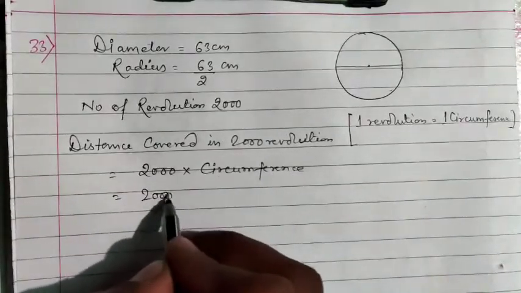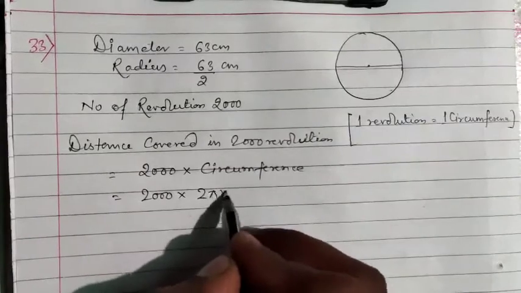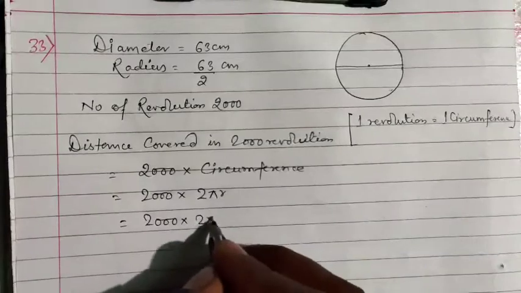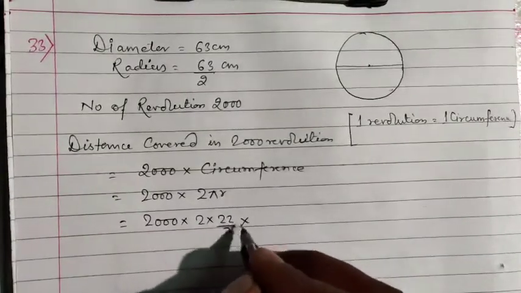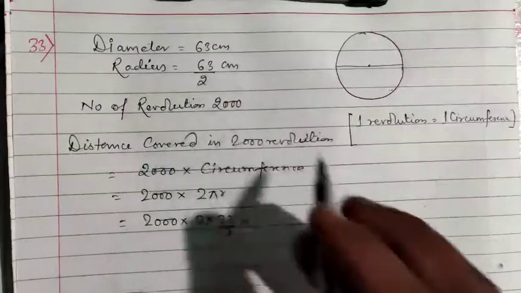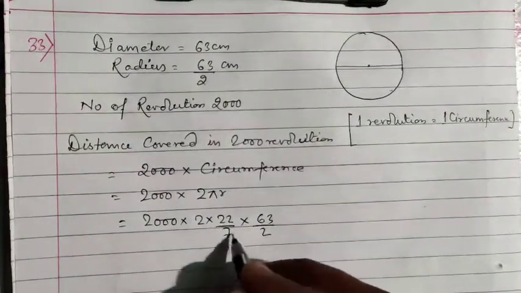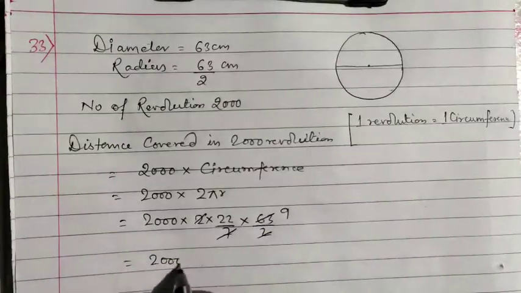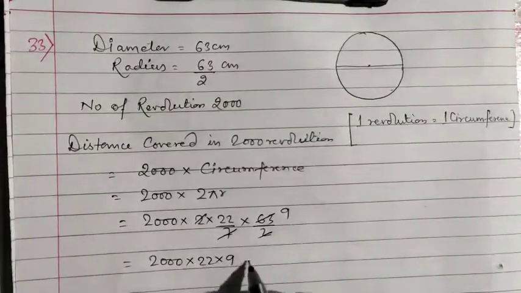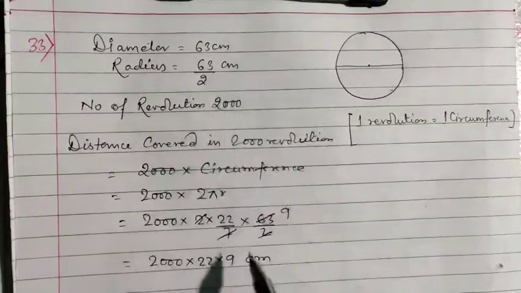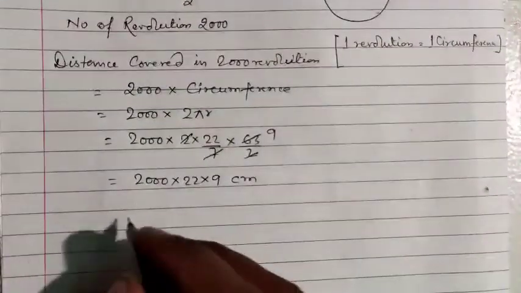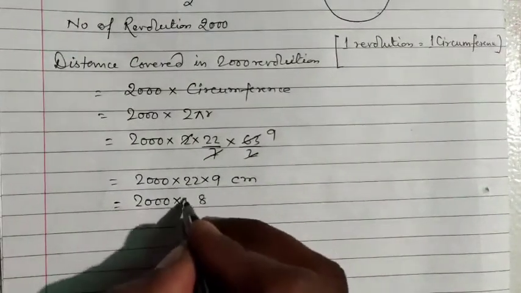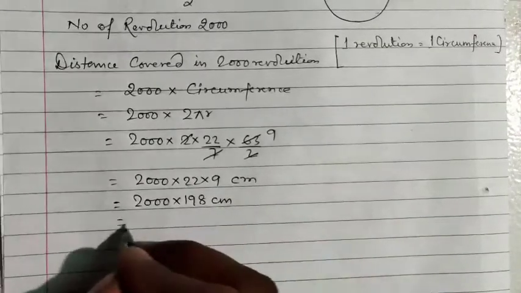2000 into the circumference, the formula is 2 pi r. Next we will write 2000 into 2 into the value of pi, 22 by 7, and in place of radius we will write 63 by 2. 7 9s are 63. This 2 is cancelled. Now it will become 2000 into 22 into 9, and as the values were given in centimeter, the distance will be in centimeter. Now 2000 into 9 2s are 18, carry 1, 9 2s are 18, 19, 198 centimeter. Now we will multiply it.